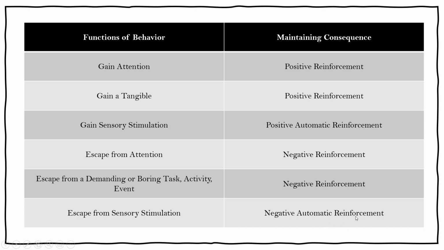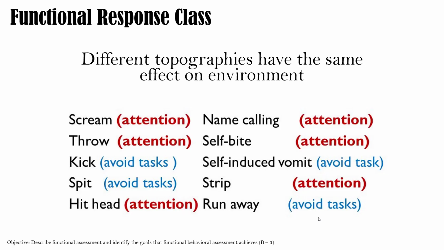Now you see that automatic reinforcement again. So this means the behavior within itself allows the escape from the aversive stimulus. So for instance, if you hear a really loud noise and you put your hands over your ears, that behavior within itself removes the aversive sound or the aversive stimulus. So escape from sensory stimulation, the maintaining consequence is negative automatic reinforcement.